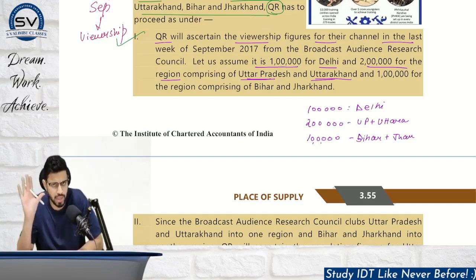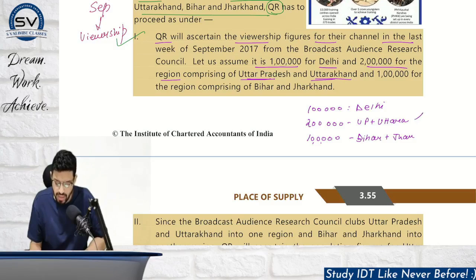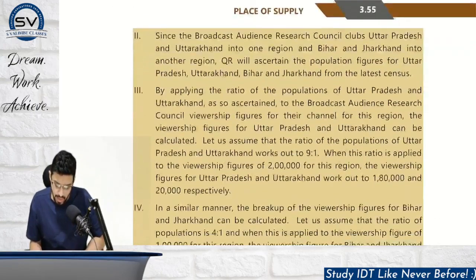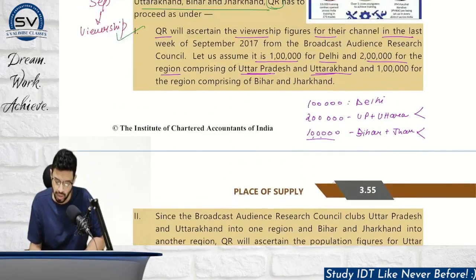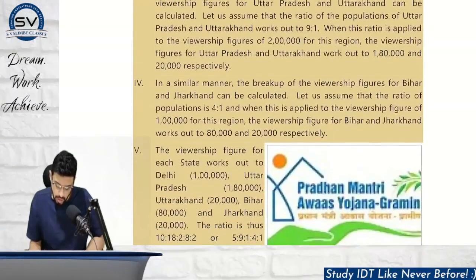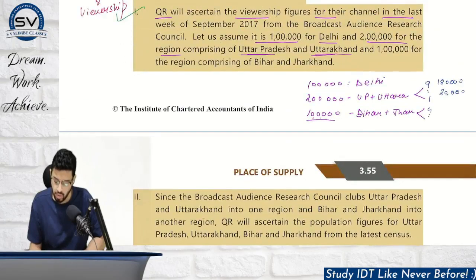It will work as per its own measures and rules, but GST focuses on state-wise data. So now our task is to divide this into UP and Uttarakhand separately, and this 1 lakh into Bihar and Jharkhand separately, on the basis of the population census. Let's say the assumed ratio given is 9:1 in this case. Then this bifurcation will be 1.8 lakh and 20,000. Similarly, the breakup for Bihar and Jharkhand is given as 4:1, total 5, so it will be 80,000 and 20,000.